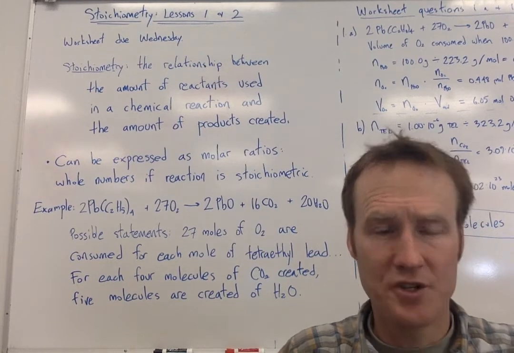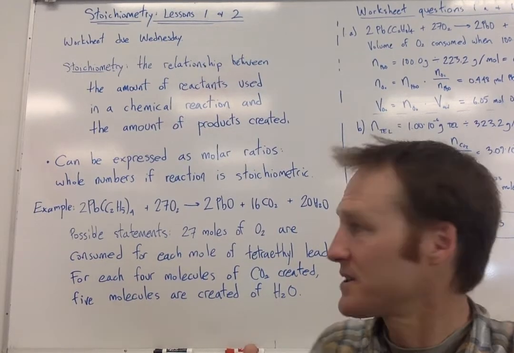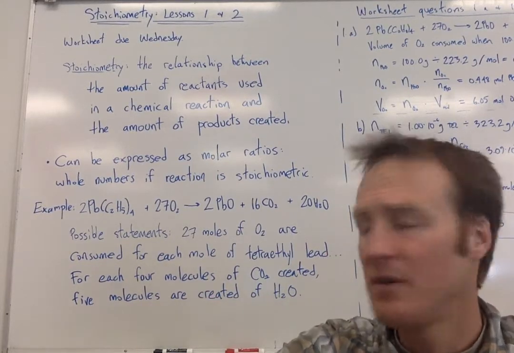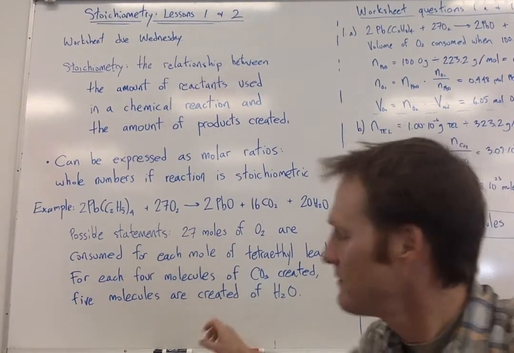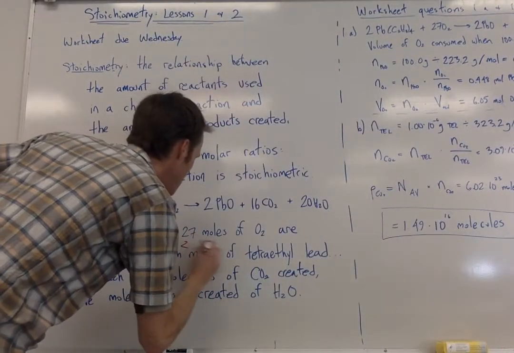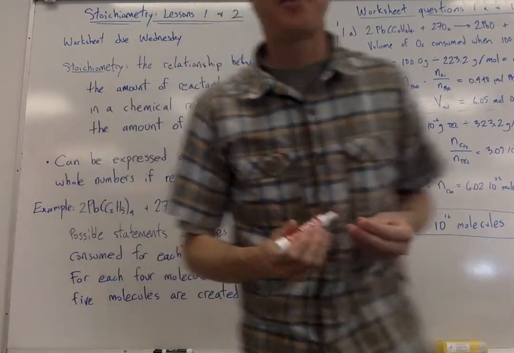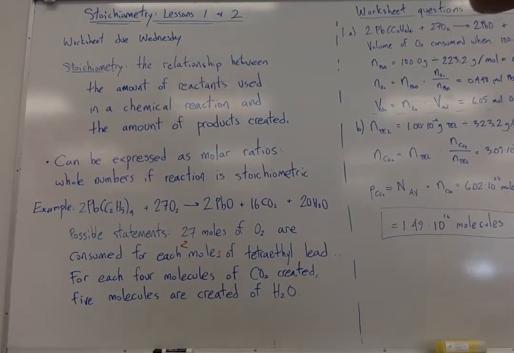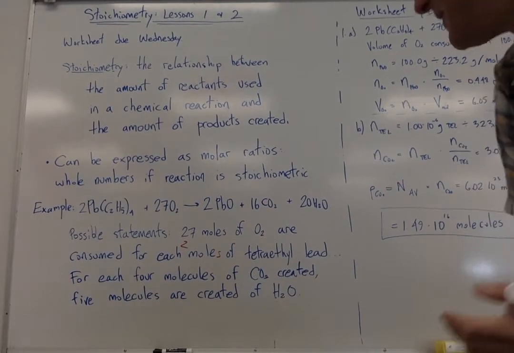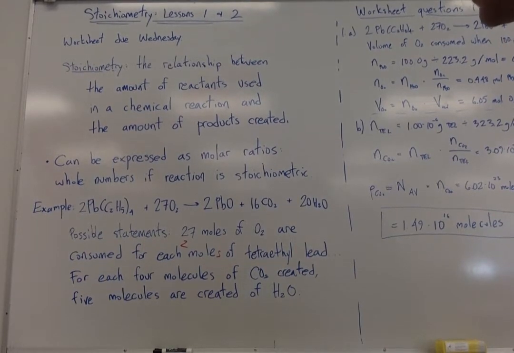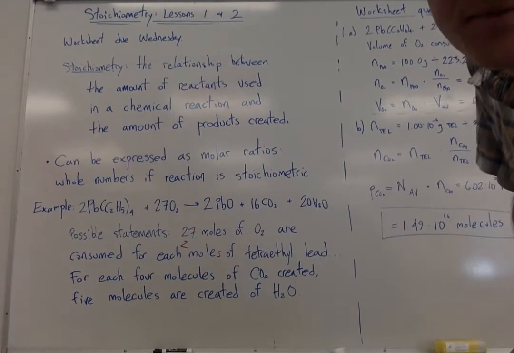From a balanced chemical equation, specifically from this one, we can make statements like 27 moles of oxygen are consumed for each, I should say, 2 moles of tetraethyl lead. There is a 27:2 ratio. You could also make statements like, for each 4 molecules of carbon dioxide that are created, 5 molecules are created of H2O. How did I get that?